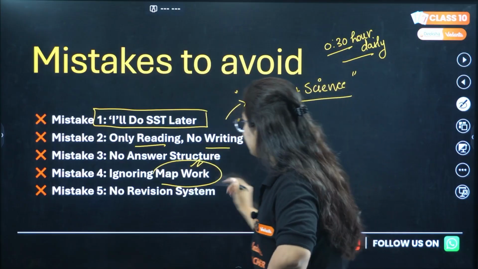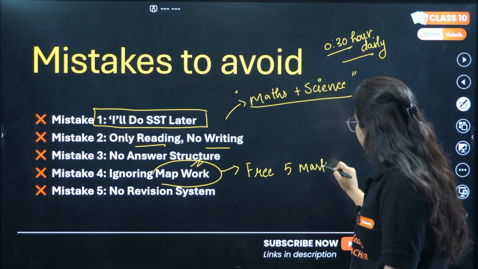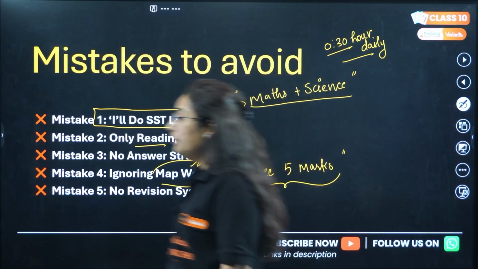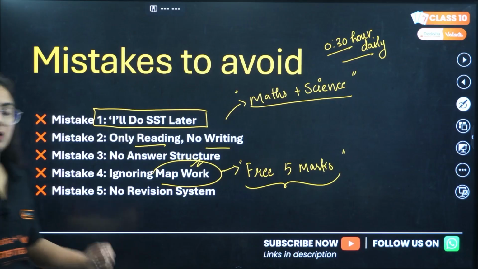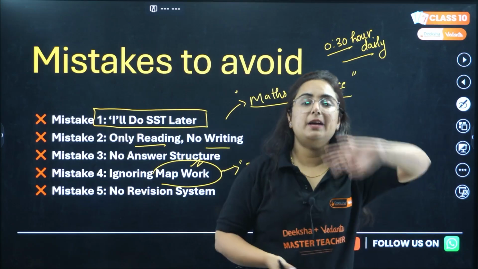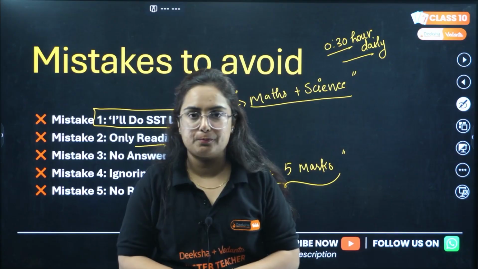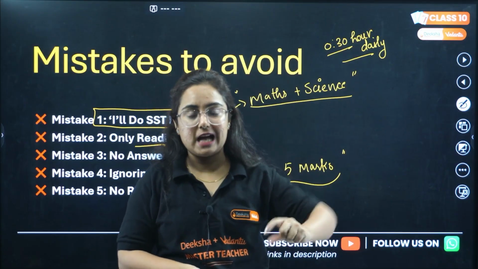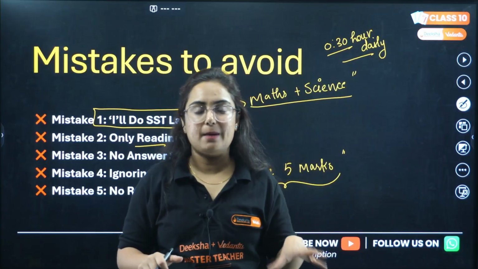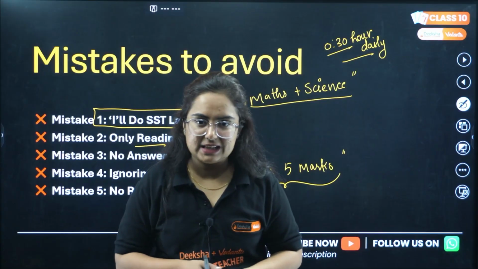Ignoring map work. Beta, these are your free 5 marks, and if you want to get them, you have to prepare from the starting, because in map work there are a lot of things to do and we often forget them. So for that, watch the map work video I made last year. For this year also, a fresh map work video will be made for all of you. In that a PDF is also attached. You can download that PDF. That PDF is entirely what is going to come in your exam, because it's totally based upon the syllabus released by CBSE. Get it? Very good.